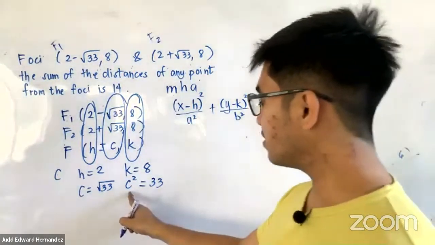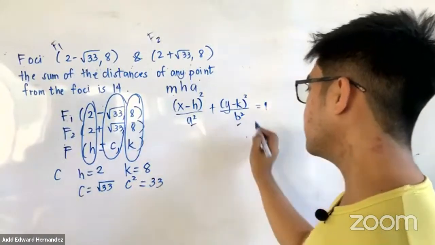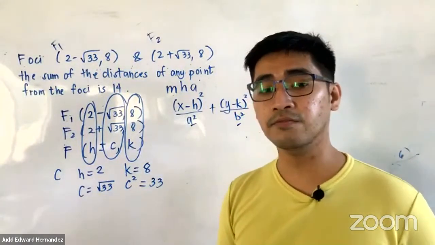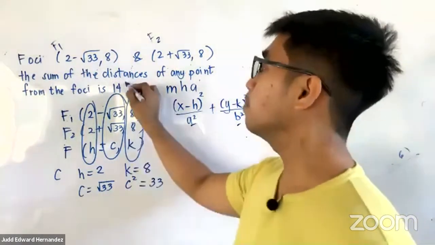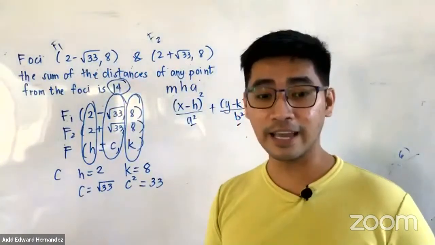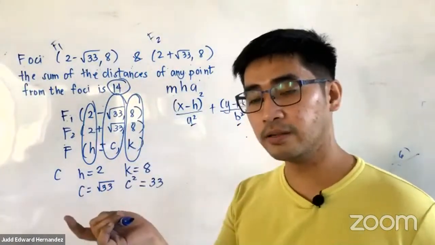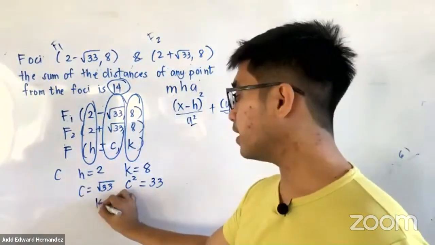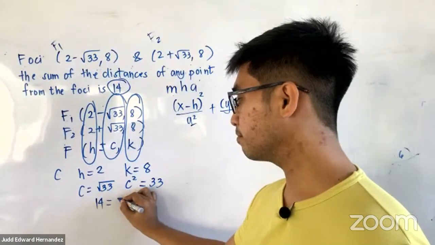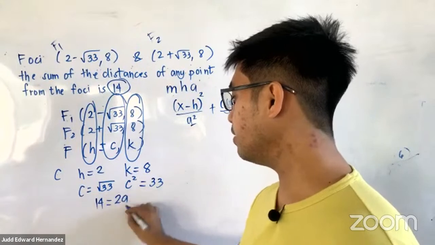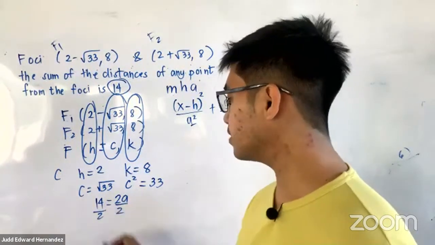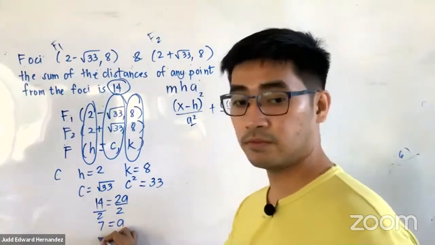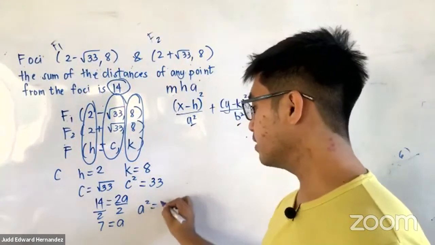Okay, so we are given c squared. We do not know yet a squared and b squared. Let's look at the second condition. It states that the sum of the distances of any point from the foci is 14. Etong condition na to, tandaan nyo, paulit-ulit lang yan. Tingnan mo na lang yung huling value, and that is 14. Saan natin i-equate si 14? 14 is equal to 2a. Divide both sides by 2. 14 divided by 2 is 7. Therefore, that is a. Our a squared is 49.